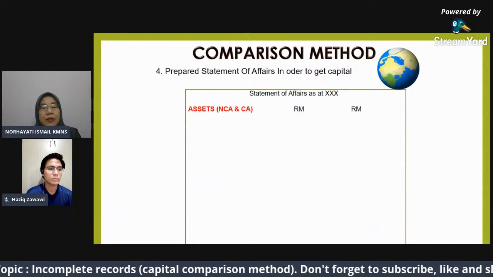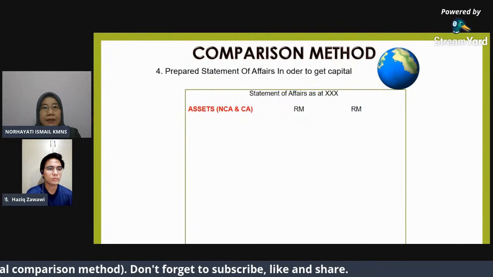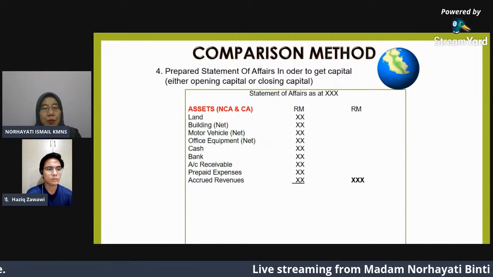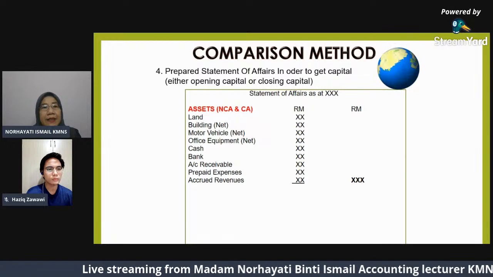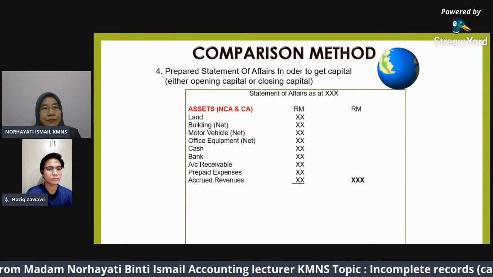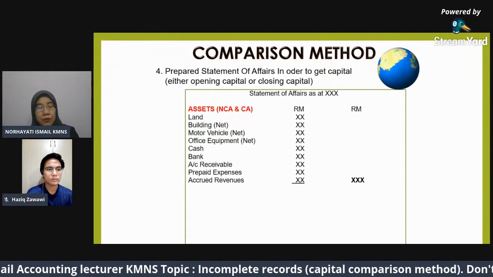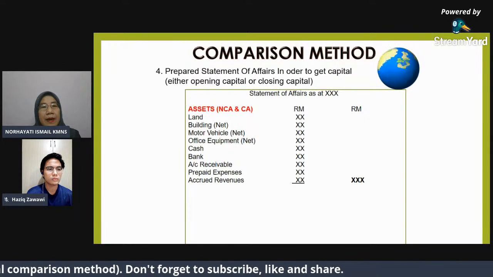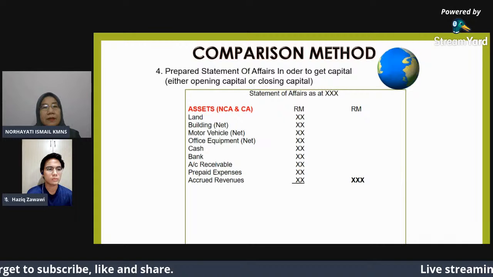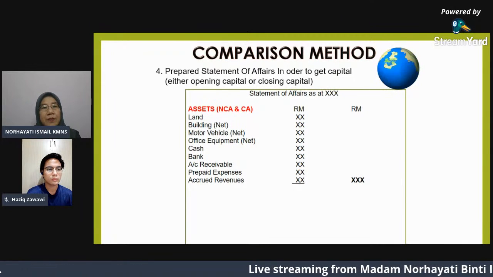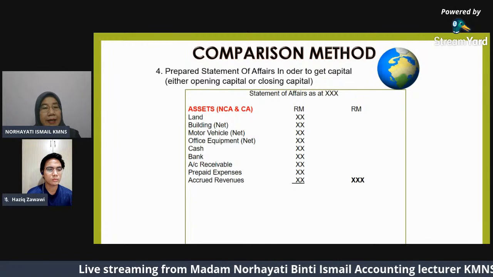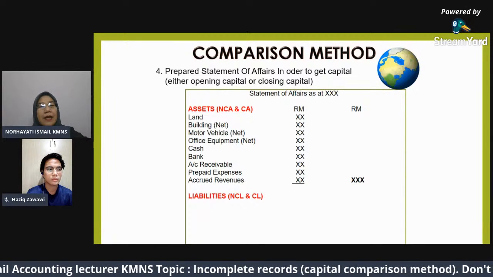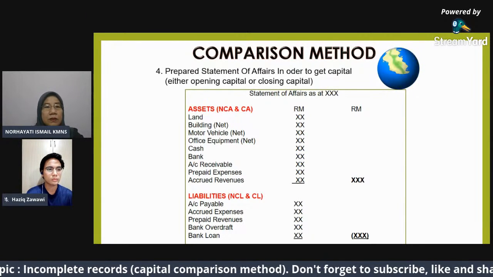Now you can see whether you want to start with the beginning or the ending capital. This is the statement of affairs where you have to list the items. First, you must identify whether each item is an asset or a liability. Assets are non-current assets and current assets. Then you must list all the liabilities, non-current liabilities and current liabilities.